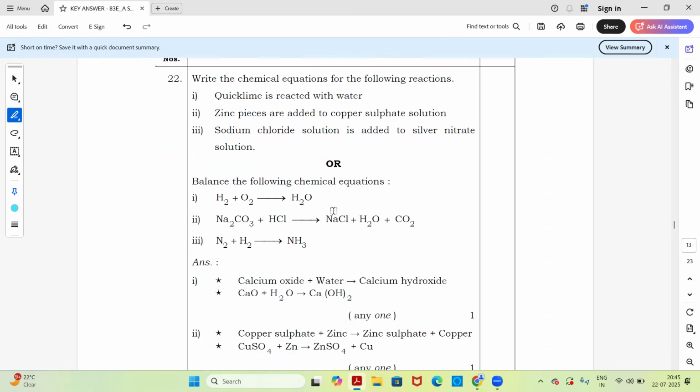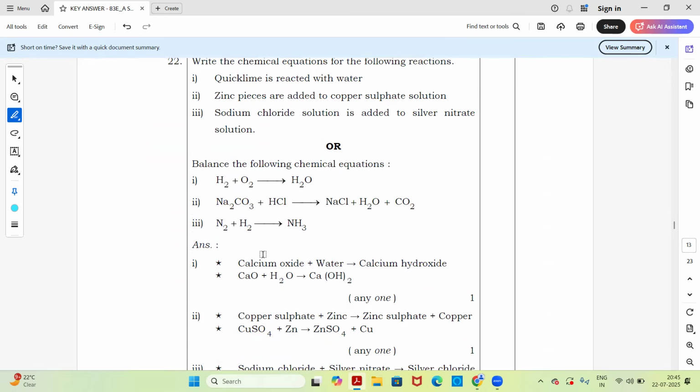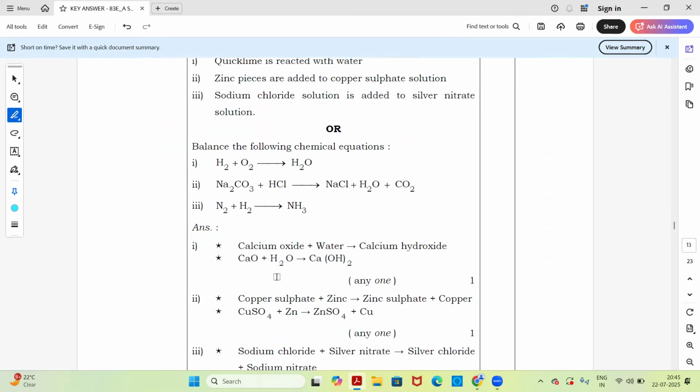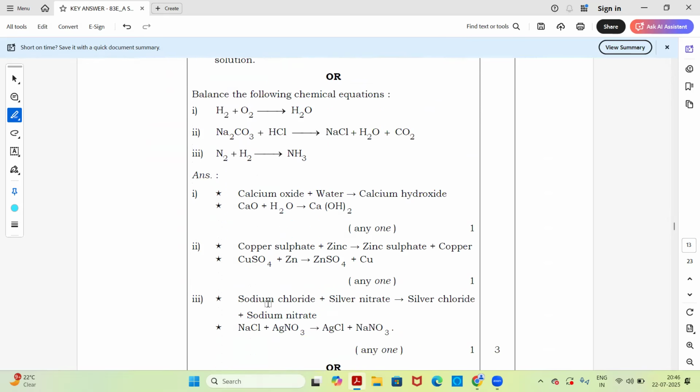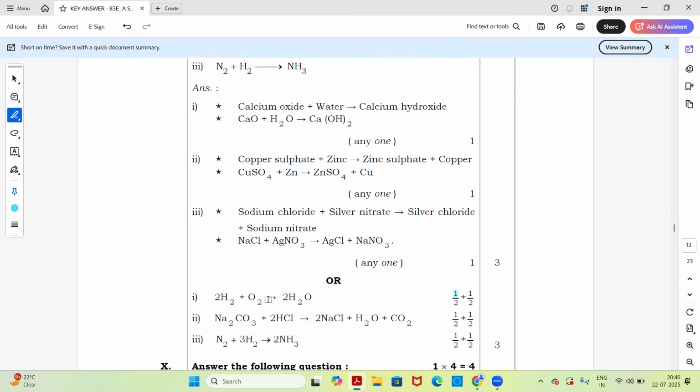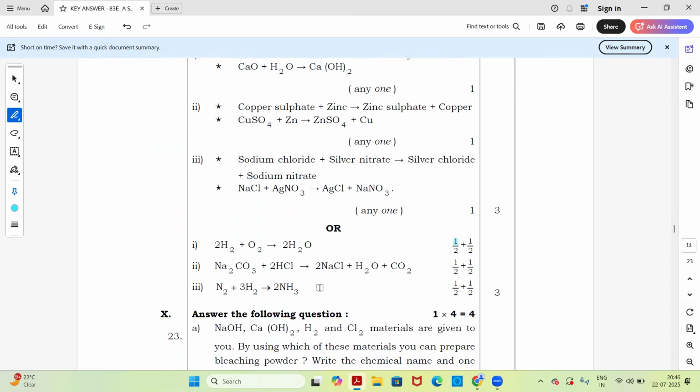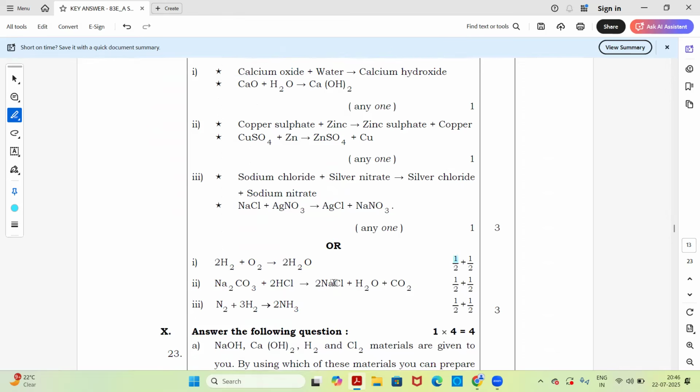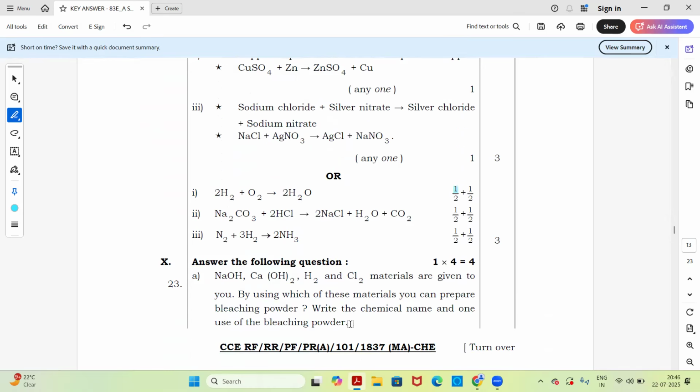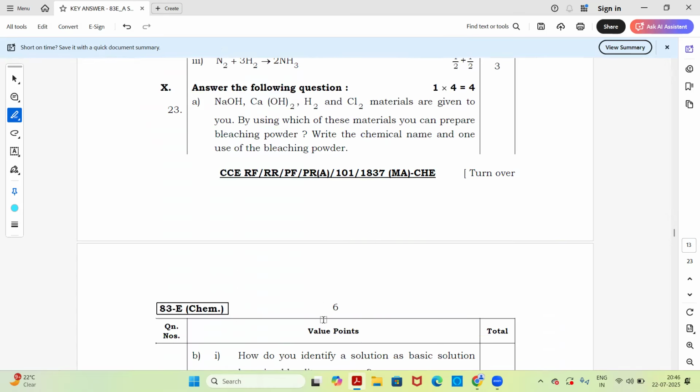Okay, and you need to balance. Here you need to write the chemical equation. Here you need to balance the chemical equations. So here is the answer for the first one. Okay, the first three answers are given here where you write the chemical equations 1, 2, and 3, and then the balancing of chemical equations is done here. You can look at the answer. You can pause the video, take time and write the answers for these chemical equations and balance the equation. Okay, next question 23.